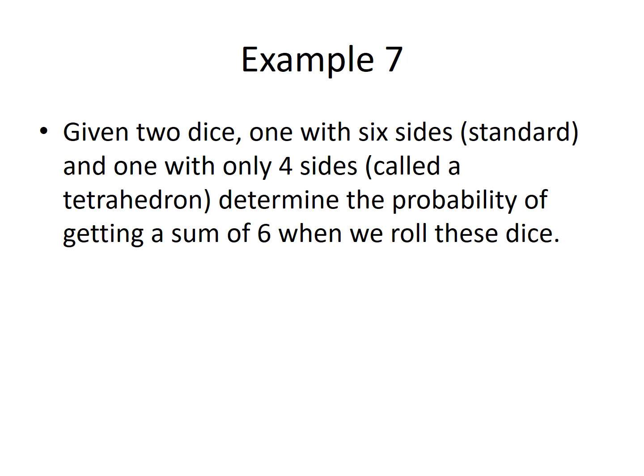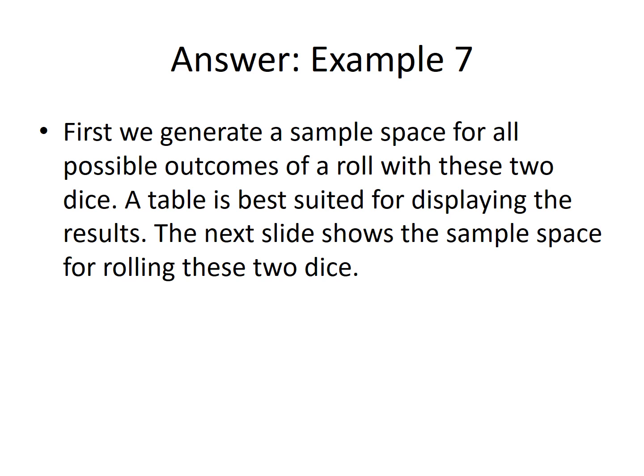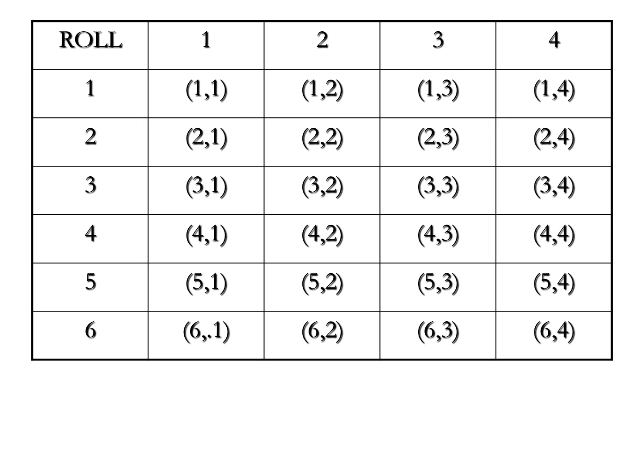Our next example deals with dice. Given two dice, one with 6 sides, a standard die, and one with only 4 sides, called a tetrahedron, let's determine the probability of getting a sum of 6 when we roll these dice. First, we generate a sample space for all possible outcomes of a roll with these two dice. A table is best suited for displaying the results, and the next slide shows the sample space for rolling these two dice.